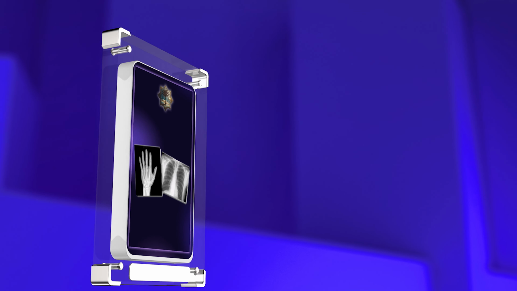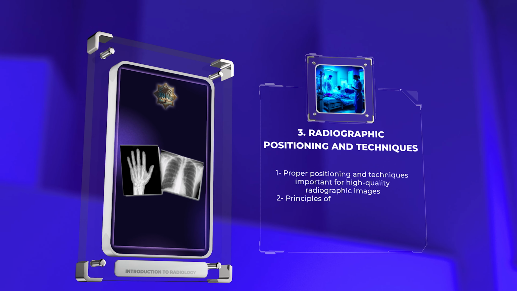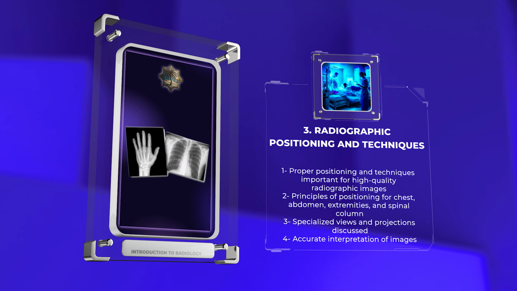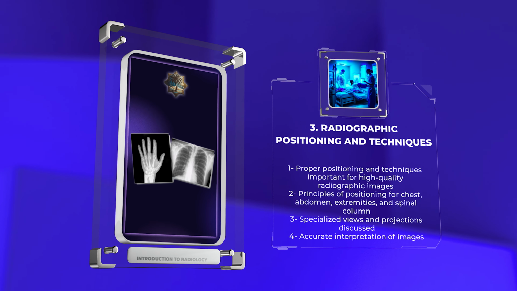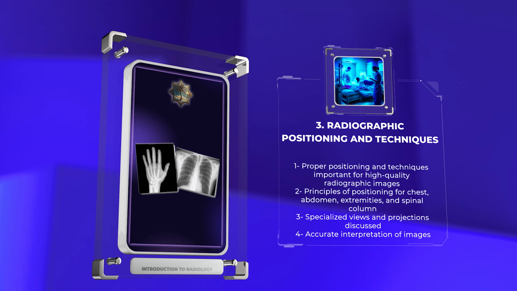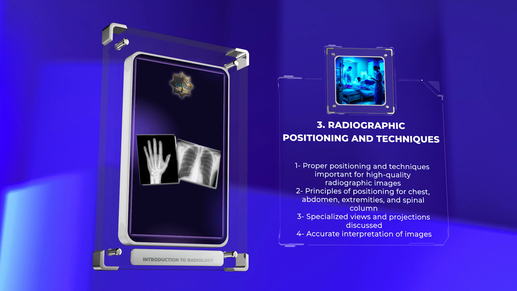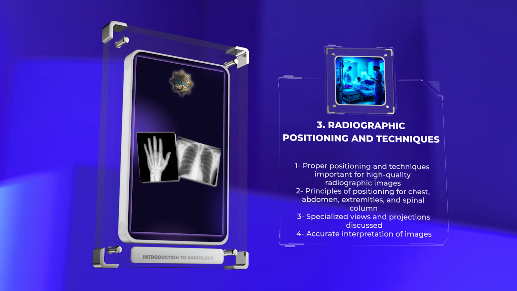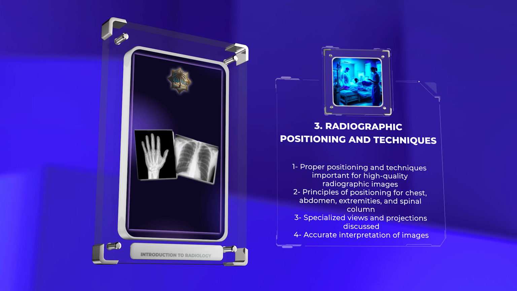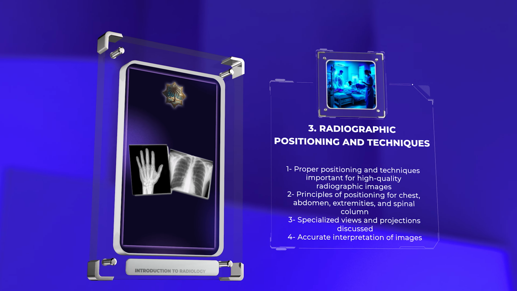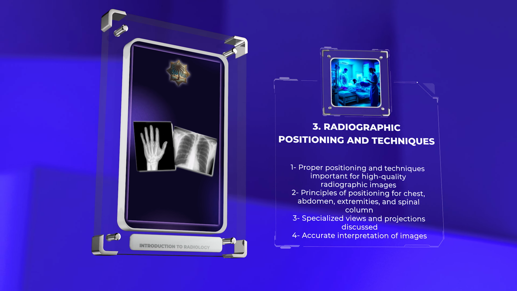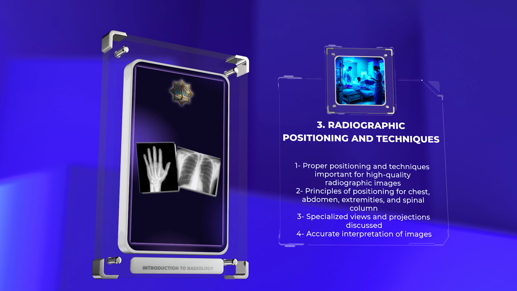Proper positioning and techniques are integral to obtain high-quality radiographic images. In this topic, we will explore positioning principles for various body regions, including the chest, abdomen, extremities, and spinal column. Techniques for obtaining specialized views and projections will also be discussed. Understanding the nuances of positioning and techniques ensures that radiologists can accurately interpret images and provide the best possible diagnosis and patient care.